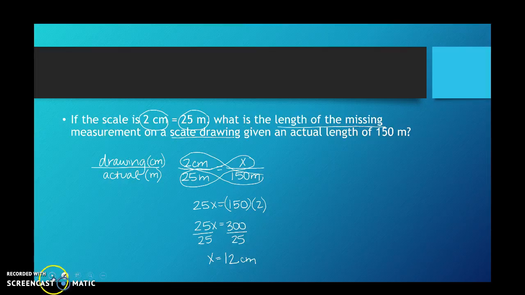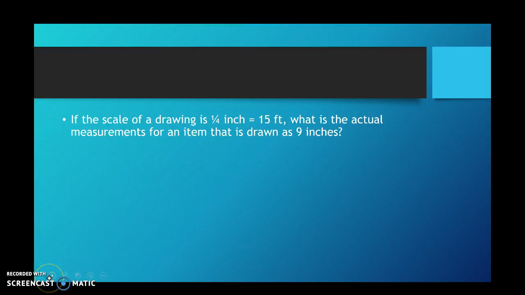Okay, so now we have the first example done. Let's move on to the next. If the scale drawing is 1/4 inch equals 15 feet, what is the actual measurement for an item that is drawn as 9 inches? All right, so I'm going to circle my scale. Oops, let's go ahead and write our word ratio.